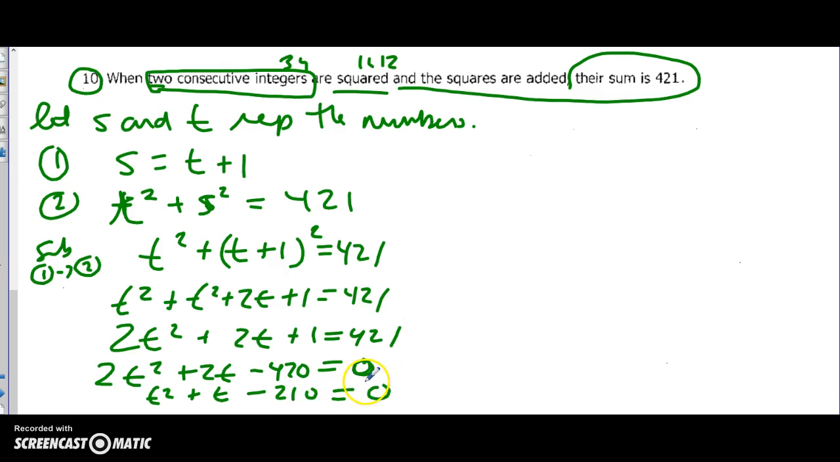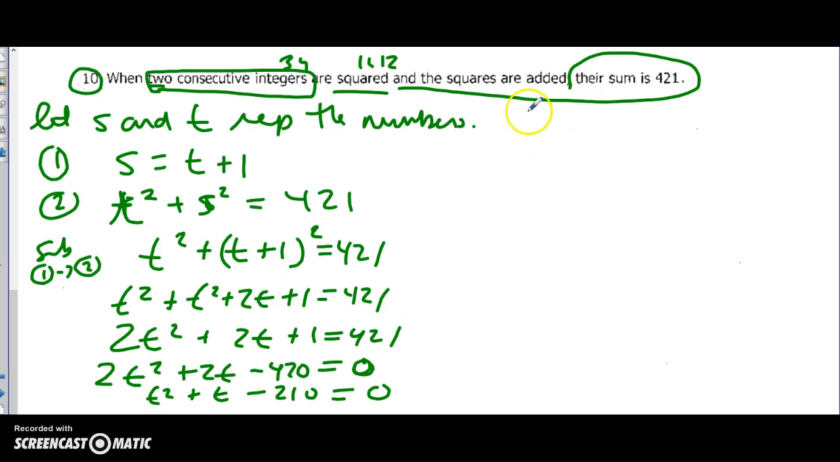So now I want two numbers that multiply to negative 210 and are 1 apart, different by 1. And you could go ahead and play around with that for a while, figure out what that is. And if not, though, let's pretend we couldn't figure out that they're 14 and 15.